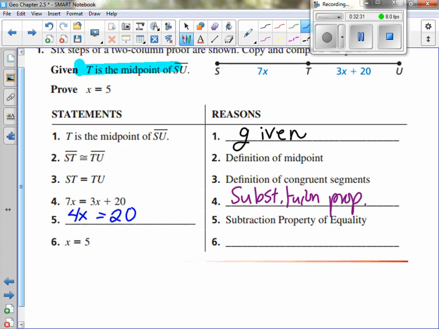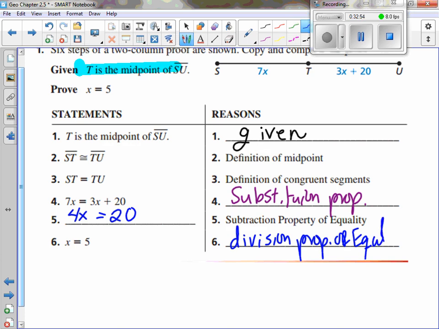Yes? Then we would divide both sides by 4, yes? And when I divide both sides by 4, I get x is equal to 5. And that would be our what? Division property of equality. That'd be our division property of equality. And that's it. We filled everything in. We have filled all of these pieces of information in.